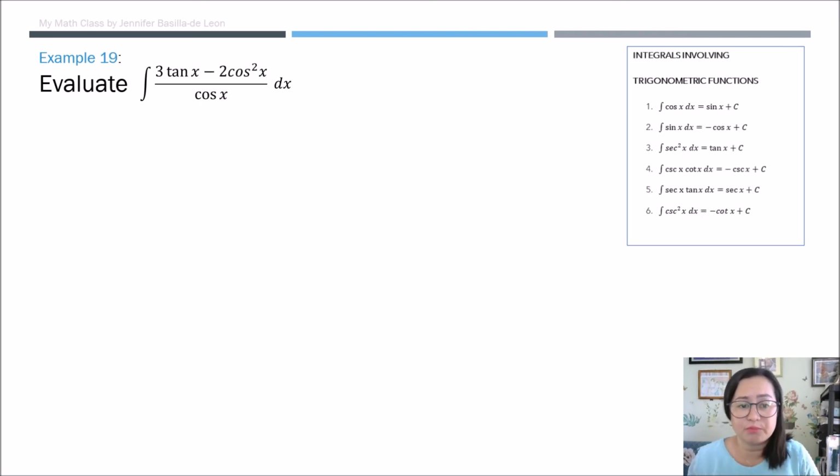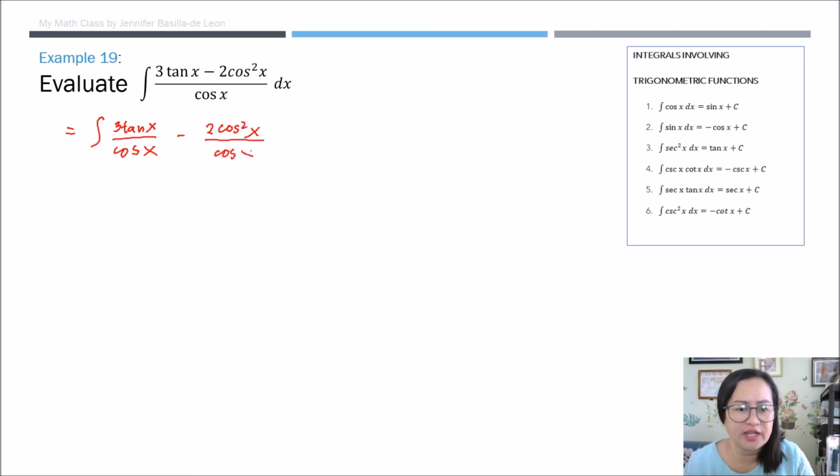Now let's have example number 19. This time, again, we cannot find any rule which we can directly apply in order to evaluate this given expression. So let's rewrite first in order to see clearly what rule we are going to apply. So what if we write 3 tangent x over cosine x minus 2 cosine squared x over cosine x, then we have dx.